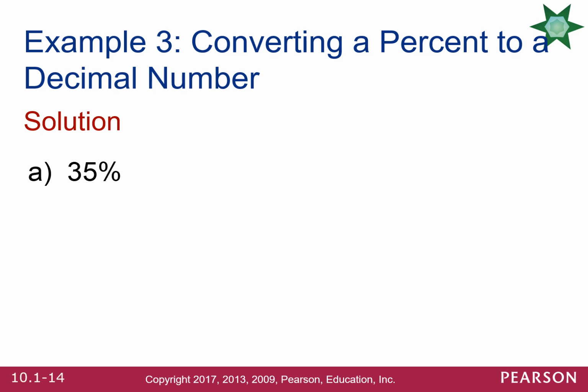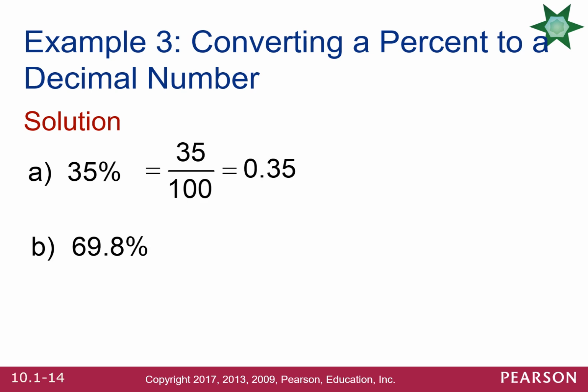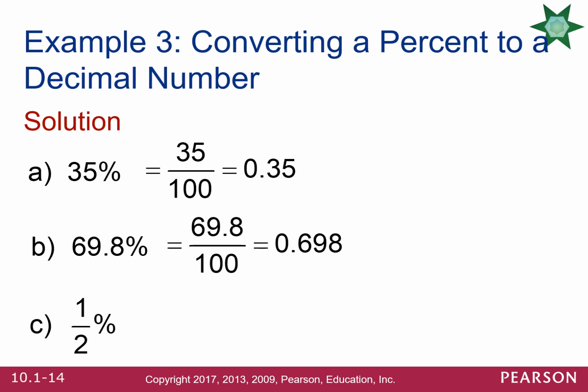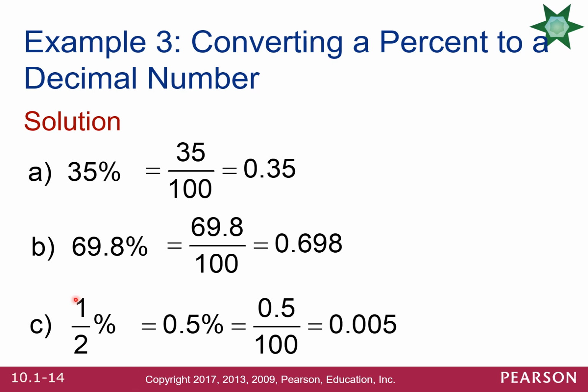So the solution for 35% was, let's pull up their answers. 35 divided by 100 is 0.35. For the next one, it was 69.8%, which is 0.698. And then finally, there was the half percent. And the way they worked this out was they converted the half to decimal first, and then they divided the decimal by 100 to get a value of 0.005.